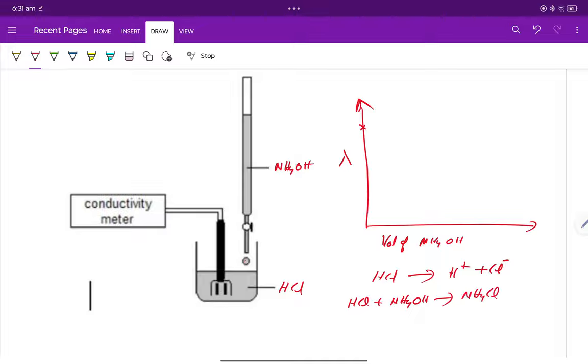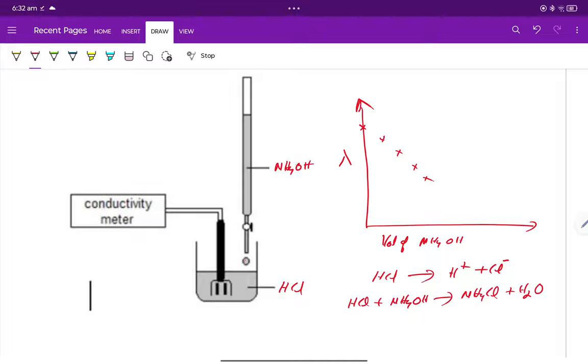Now, in the reaction, HCl is reacting with NH4OH, giving you NH4Cl. It is not a dissociating salt, plus H2O. So meaning to say your products are not giving any conductance. And also whenever you are adding ammonium hydroxide against HCl, the H+ ion is getting titrated, meaning to say it is getting diminished. So in the initial stages, after the next addition of NH4OH, the conductance will be decreasing.